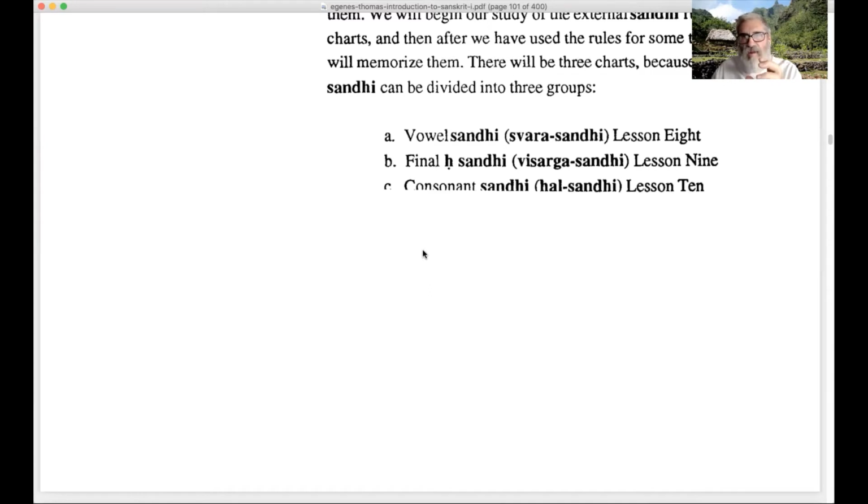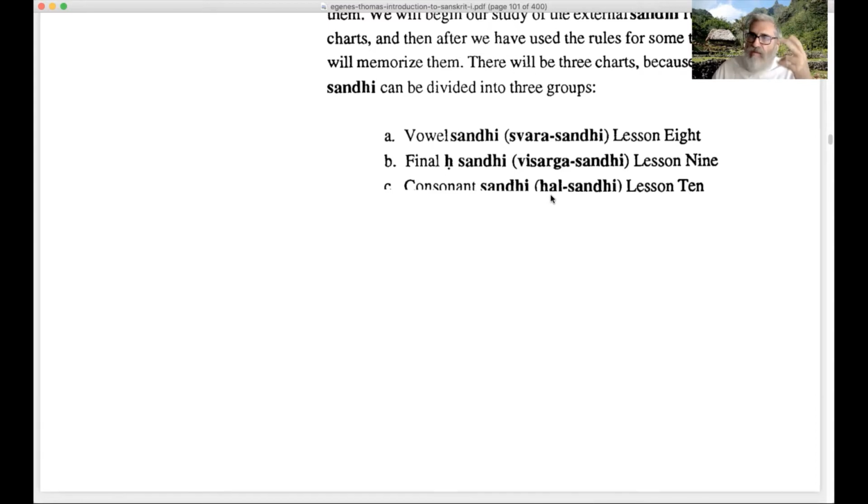We could use the terms for swaras also. We could say ach. So sometimes this swara sandhi, which is vowel sandhi, is called ach sandhi. Panini calls it ach sandhi. So this is ach sandhi, and this is hal sandhi. But here he's called it swara sandhi. And I don't know the word for consonant in Sanskrit, but everybody just says hal.